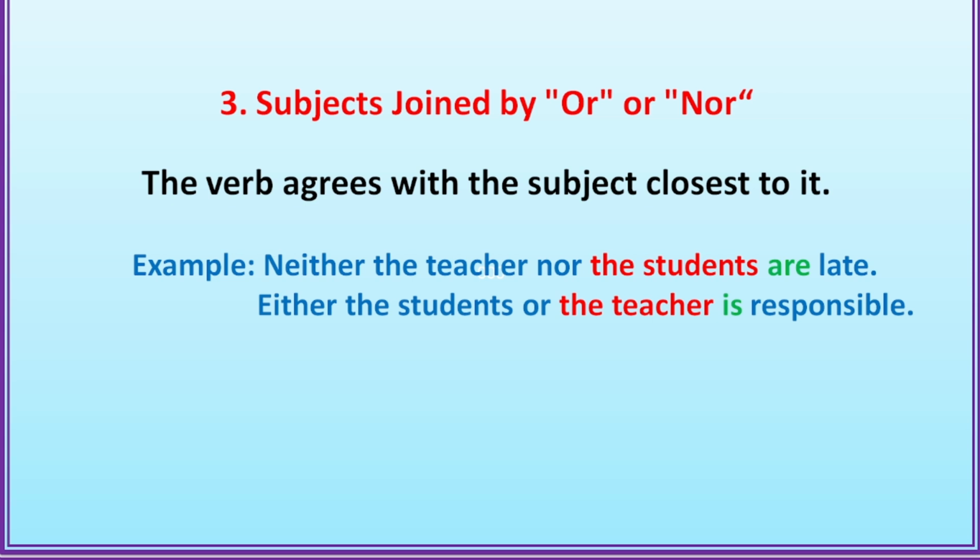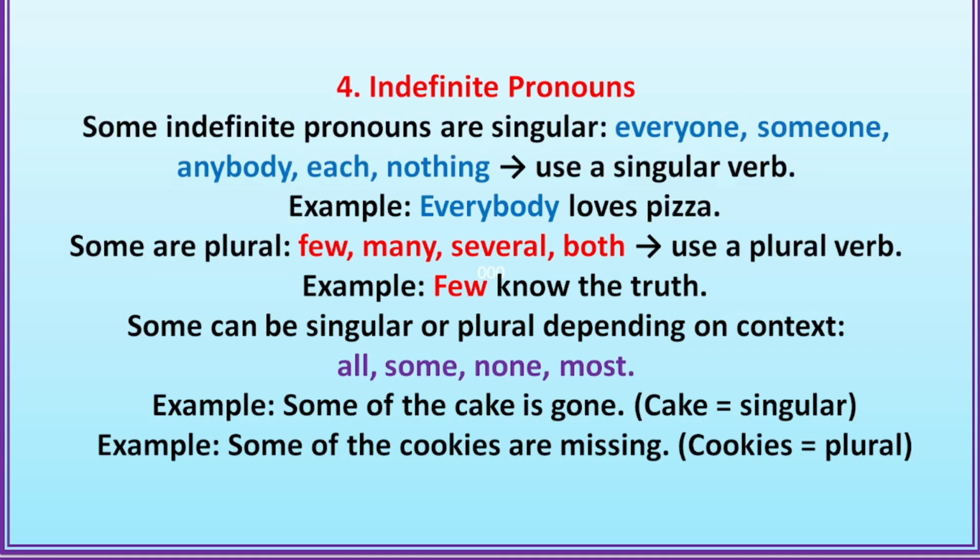Either the students or the teacher is responsible. Both subjects are joined by or, and we have to use the verb according to the nearest subject. So the teacher is the nearest subject and the teacher is a singular subject, so we have to use a singular verb.